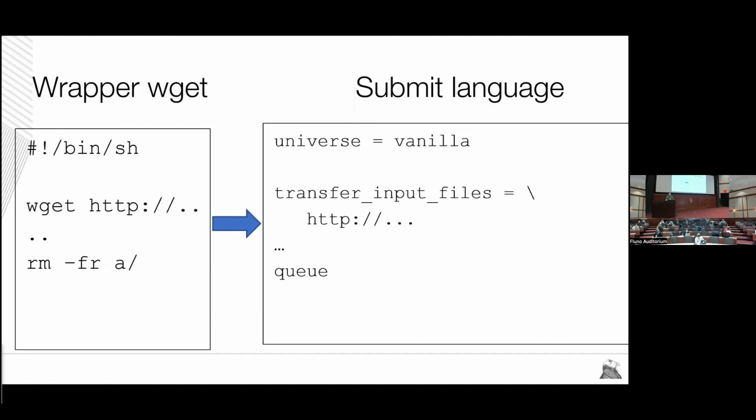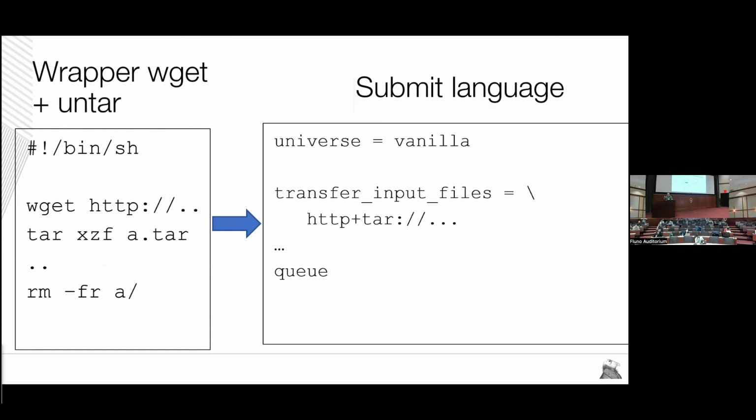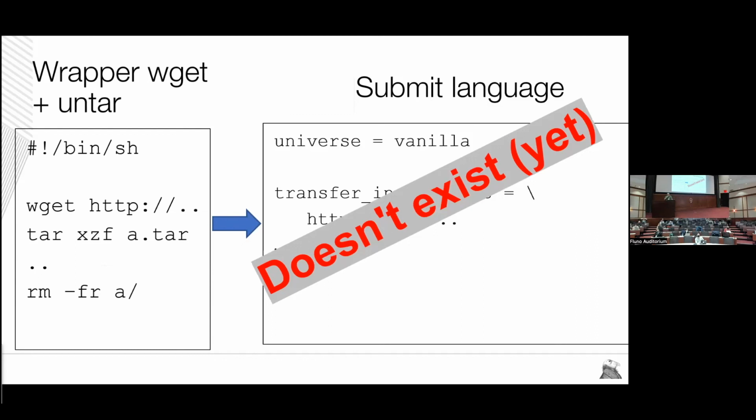So the second example is similar. A common paradigm we see in these wrapper scripts is getting an input file from HTTP via wget or curl. And again, we can replace that with submit language by using the transfer input file mechanism. Maybe you're transferring a tarball. We can do HTTP plus tar to unexpand a tarball that we get on the fly, except this doesn't exist yet. But it should. And if you're with us on this, you should shame us about not having that.